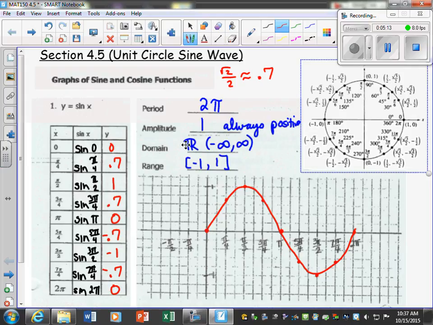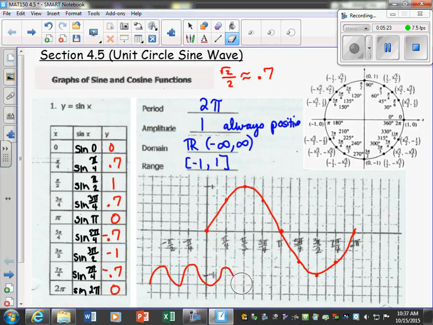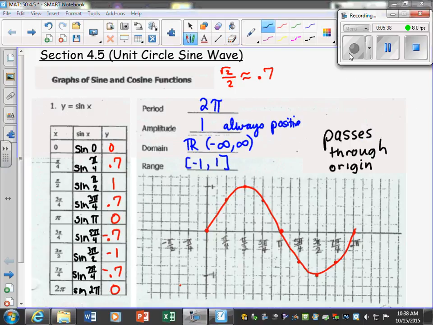And then the domain is the leftmost. Now these things extend in both directions, like it can keep going on and on. So it extends in both directions. So that's why our domain is going to be negative infinity to positive infinity. And the range is the y value, so the bottommost y value is -1. The topmost y value for this one is +1. You also might want to make the note that this passes through the origin.